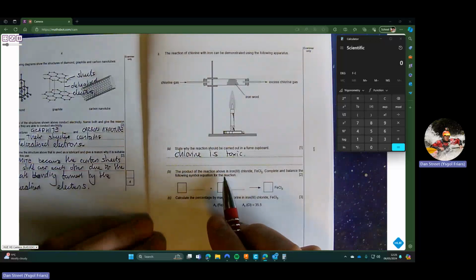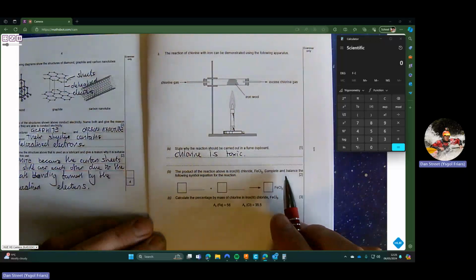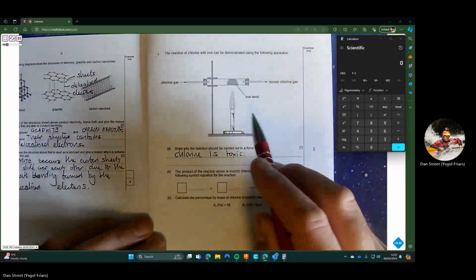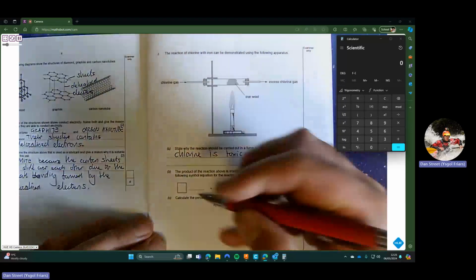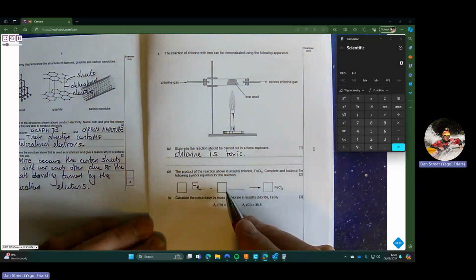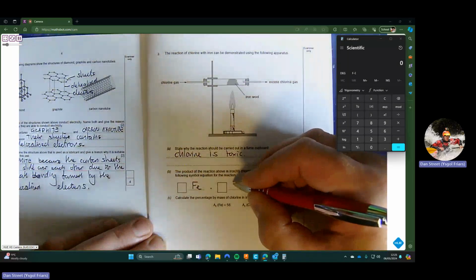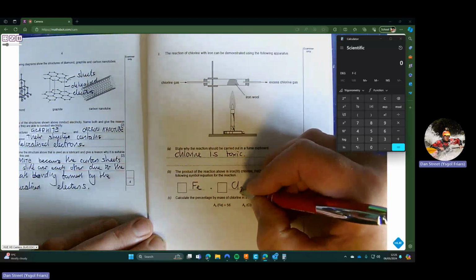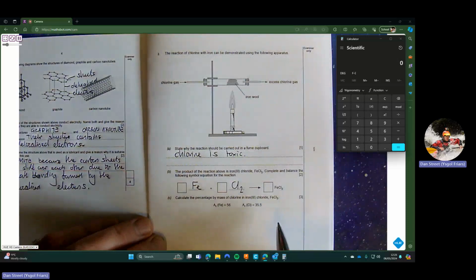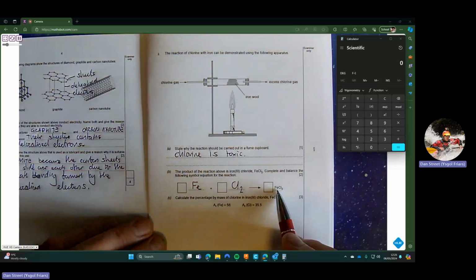And then the product of the reaction above is iron 3 chloride. Complete and balance the following simple equation for the reaction. Okay, so we know that we've got chlorine gas and iron. So if we start off with the iron, and then chlorine gas, what you need to know here is that chlorine gas is a diatomic molecule, so that's Cl2, and then from there on in it's a matter of balancing the equation. So we can see here we've got 3 chlorines in the FeCl3, so it's always a good idea to make this an even number.